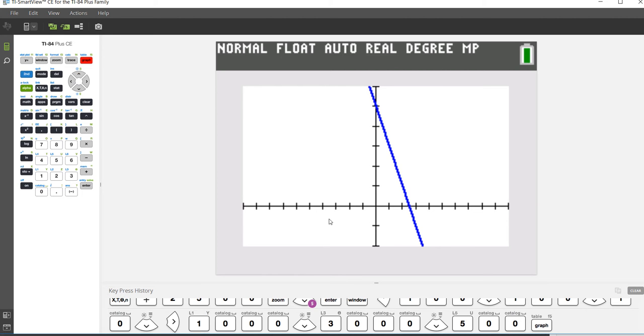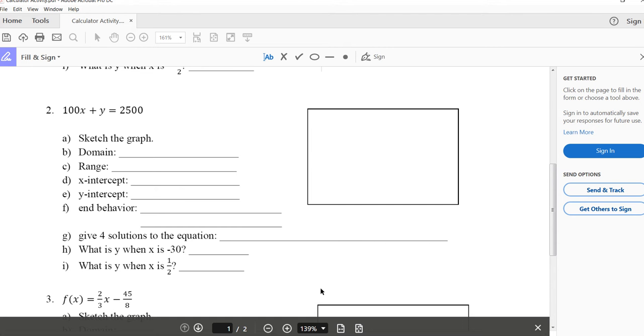I can plug in any negative value I want to. There's no limitations on this graph, so my domain is going to be all real numbers. I'm unable to use the infinity symbol as far as I know, so I'm going to write this in interval notation. On the low end, I'm at negative infinity.